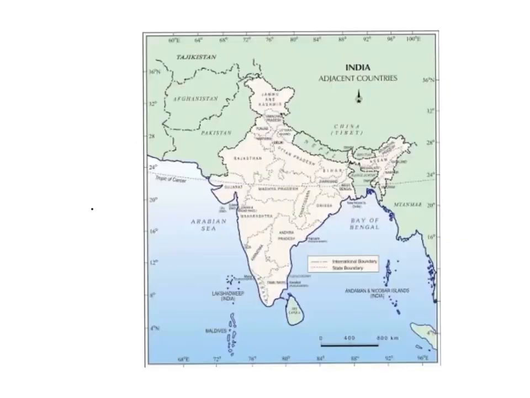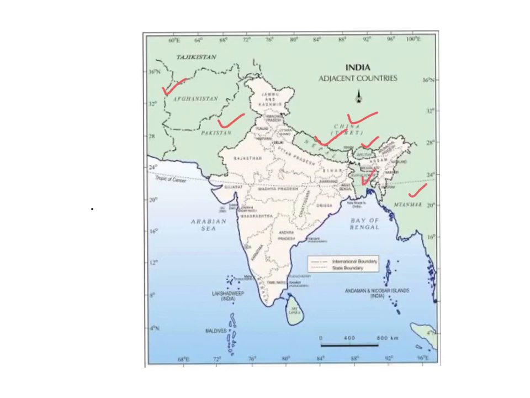India occupies an important strategic position in South Asia. India has 28 states and 8 union territories. India shares its land boundaries with Pakistan and Afghanistan in the northwest, China, Nepal, and Bhutan in the north, and Myanmar and Bangladesh in the east.